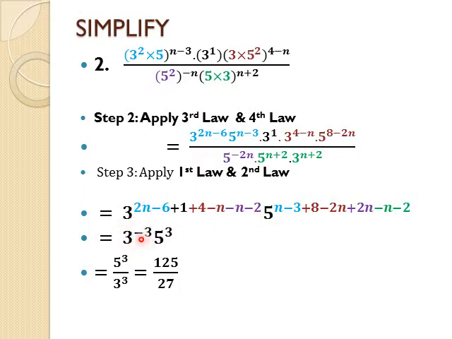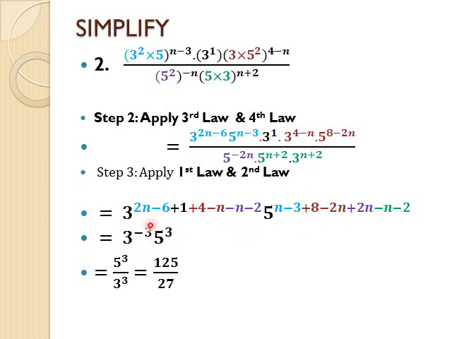So you can see generally there will be a negative exponent. n minus 2n gives me minus n. Plus 2n gives me n, minus n cancels. 8 minus 3 gives me 5. 5 minus 2 gives me 3.